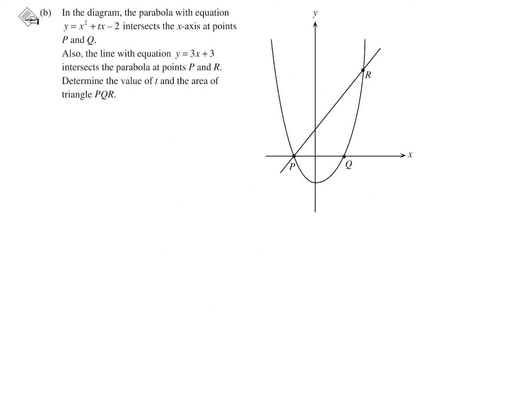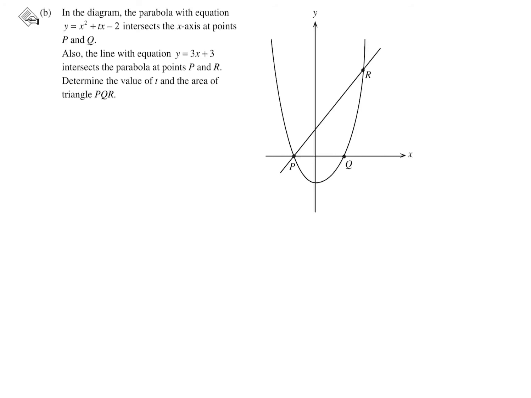In the diagram, the parabola with equation y is equal to x squared plus tx minus 2 intersects the x-axis at points P and Q. Also, the line with equation y is equal to 3x plus 3 intersects the parabola at points P and R. Determine the value of t and the area of triangle PQR.